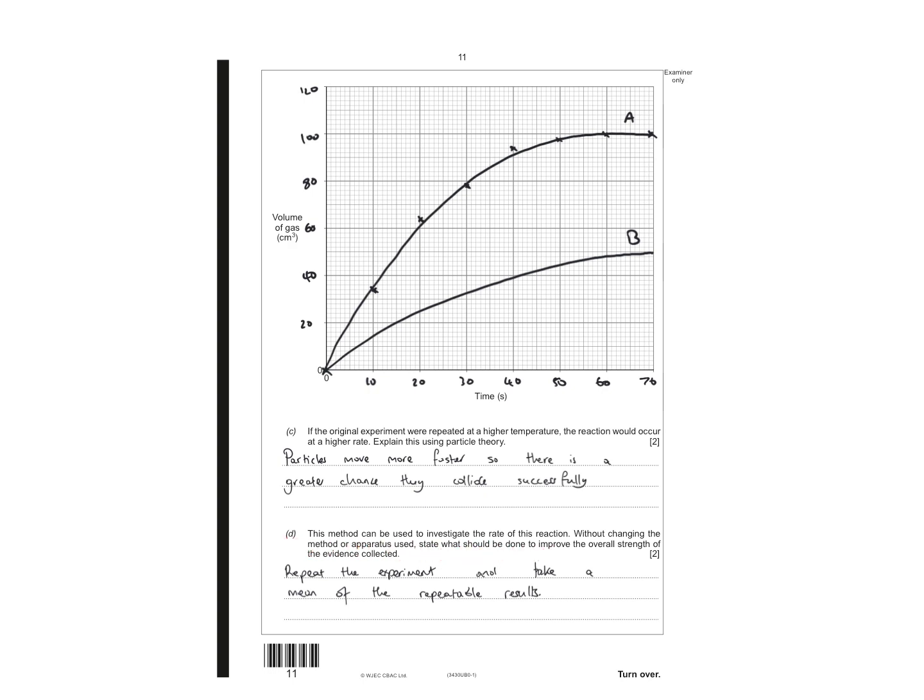This method can be used to investigate the rate of this reaction. Without changing the method or apparatus used, state what should be done to improve the overall strength of the evidence collected. If you want to improve your confidence in results or improve the strength of the results, you're going to repeat the experiment and then you're going to calculate a mean of the repeatable results. And when we say the repeatable results, that means we're not going to use the anomalies.